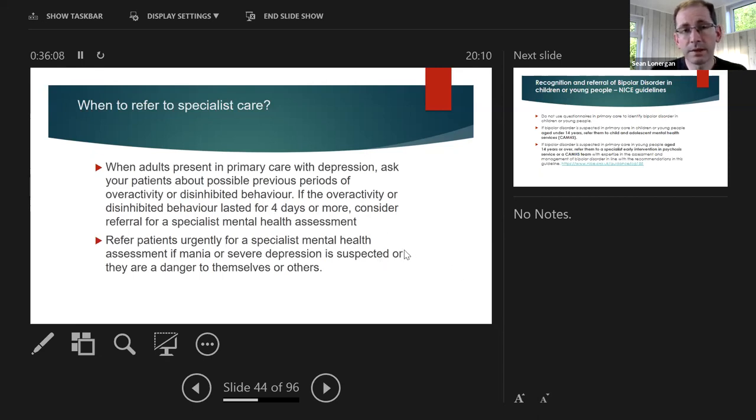If the overactivity or disinhibited behavior lasted for 4 days or more, you might want to consider referral for a specialist mental health assessment. And refer patients urgently for a specialist mental health assessment if mania or severe depression is suspected, or they are a danger to themselves or others. That's really a sure thing.